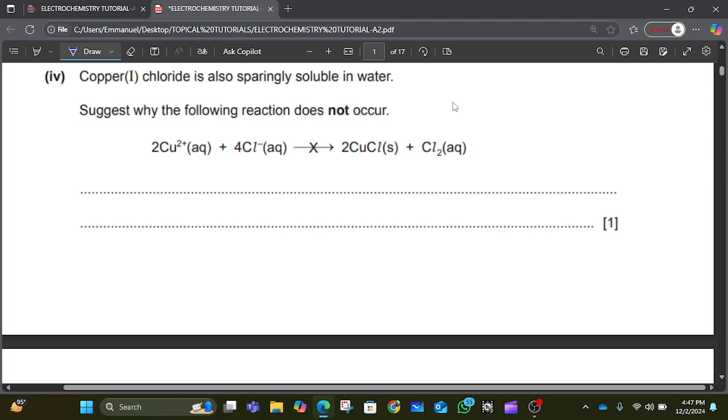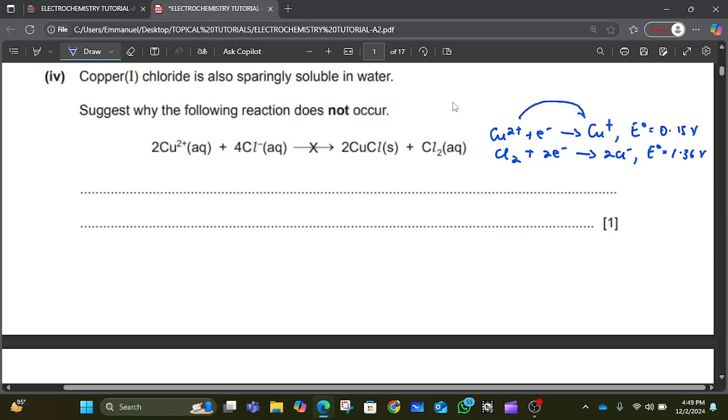IV. Copper(I) chloride is also sparingly soluble in water. Suggest why the following reaction does not occur: 2Cu2+(aq) + 4Cl-(aq) does not give 2CuCl(s) + Cl2(aq). To solve this, we need the electrode potential values for the two half cells that came together in this equation. From the A-level data booklet, the electrode potential equations are always written in the reduction form. So the value associated with this is 0.15 volts. That of the Cl2 and Cl- equation is 1.36 volts.